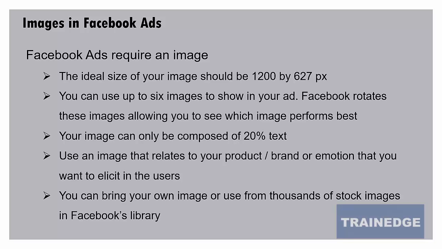Using images in Facebook ads is very important. It requires an image, but a certain kind of image. The ideal size of your image should be 1200 pixels by 627 pixels. You can use up to 6 images in one ad. Basically, if you use 6 images, Facebook will create 6 different variations of that ad. And Facebook will rotate these images, the ads with these images, to see which one performs better. You can see the performance, and then you can focus on the one that gives you the best performance, the best engagement.